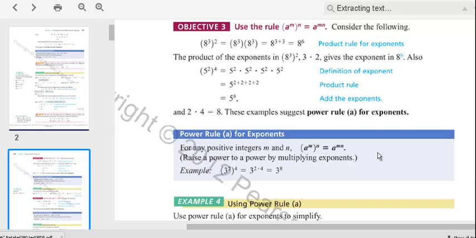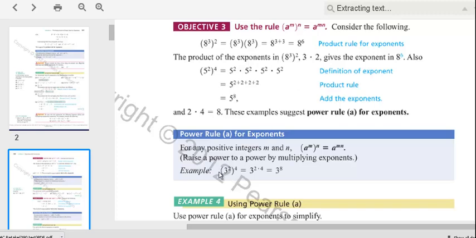Let's just have a look at some examples. Here's the explanation. So this is where you multiply the two exponents. Now, I normally tell my students, if you see one inside and outside a parenthesis, inside, outside, that's when you multiply, okay?